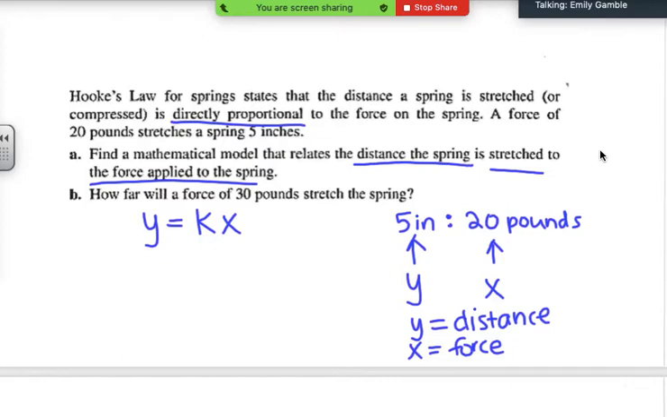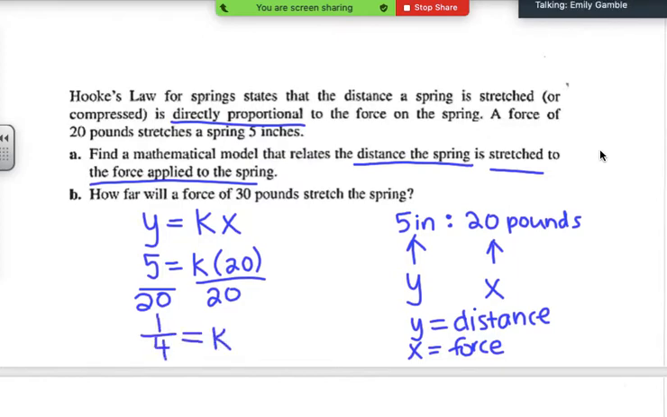So if I take then 5 and replace it in for y, and I take 20 and replace it in for x, to solve for the constant of proportionality, I would divide both sides by 20. I can simplify 5/20ths into 1/4. And that means that 1/4 is equal to the constant of proportionality. So then altogether, my equation would be y equals 1/4 x. I feel like this one was a little bit more difficult because the constant of proportionality ends up being a fraction. And also because they don't tell us what x and y is, you have to figure it out on your own.